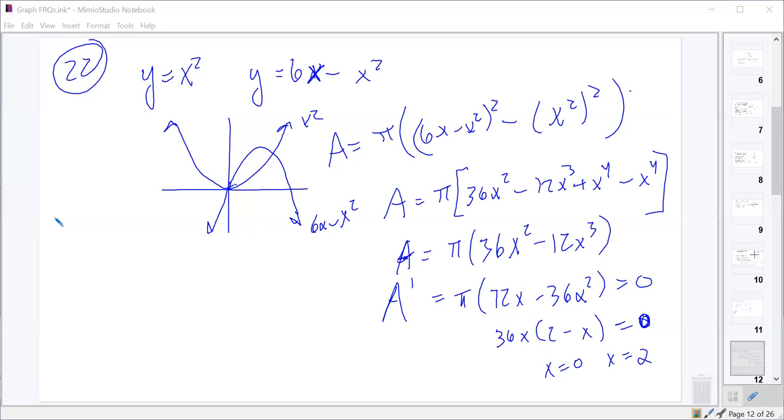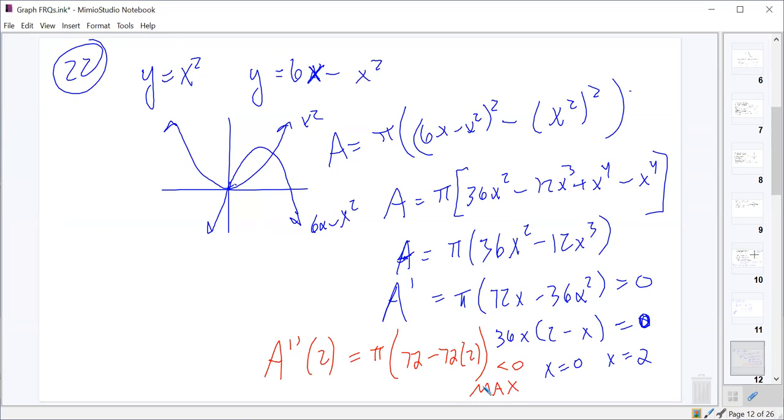Let's double check either using a sign chart or using the second derivative test. I'm going to use the second derivative test. A double prime of 2 is pi times 72 minus 72 times x, which is 2. So this is less than 0. Less than 0, using the second derivative test, tells you that it is a max, since we had a critical value of 2. So x equals 2 is where we have a max. Good or no? Questions on that?